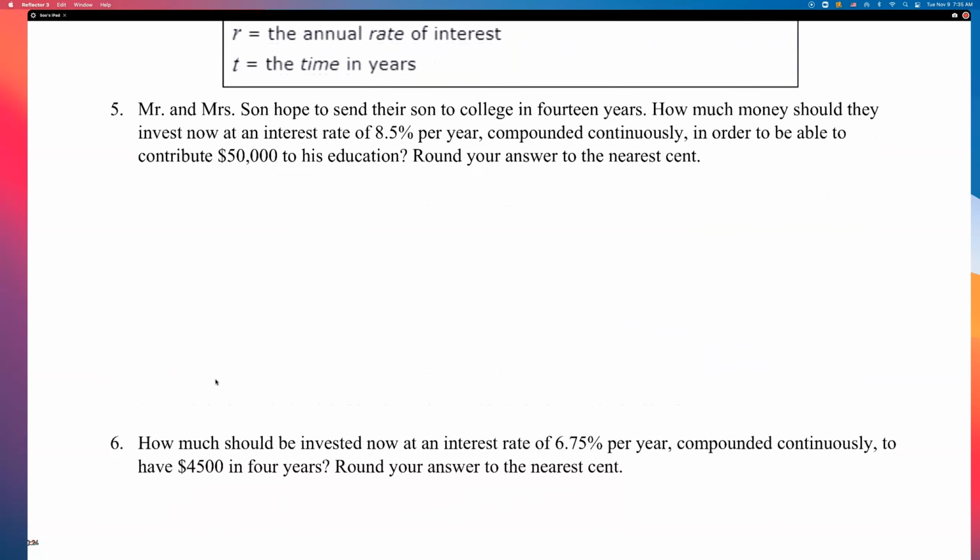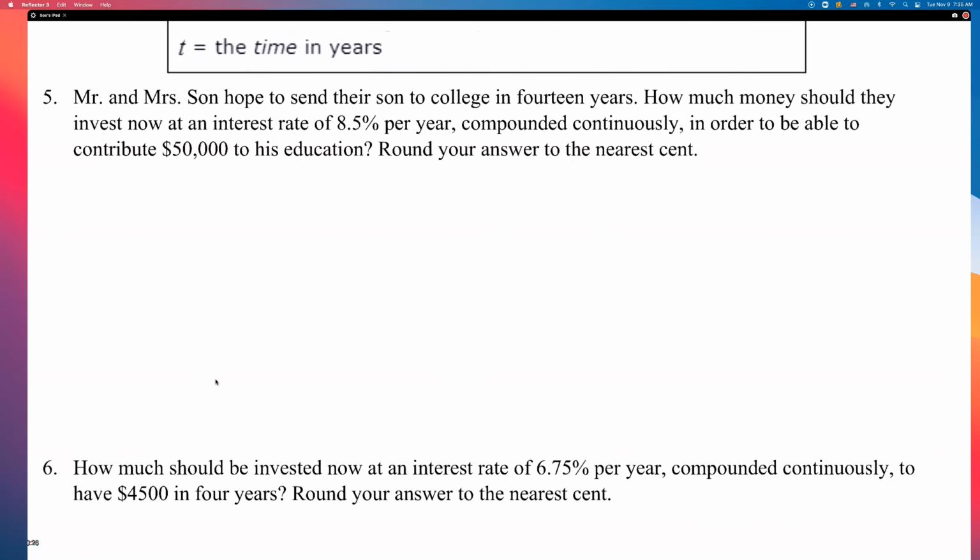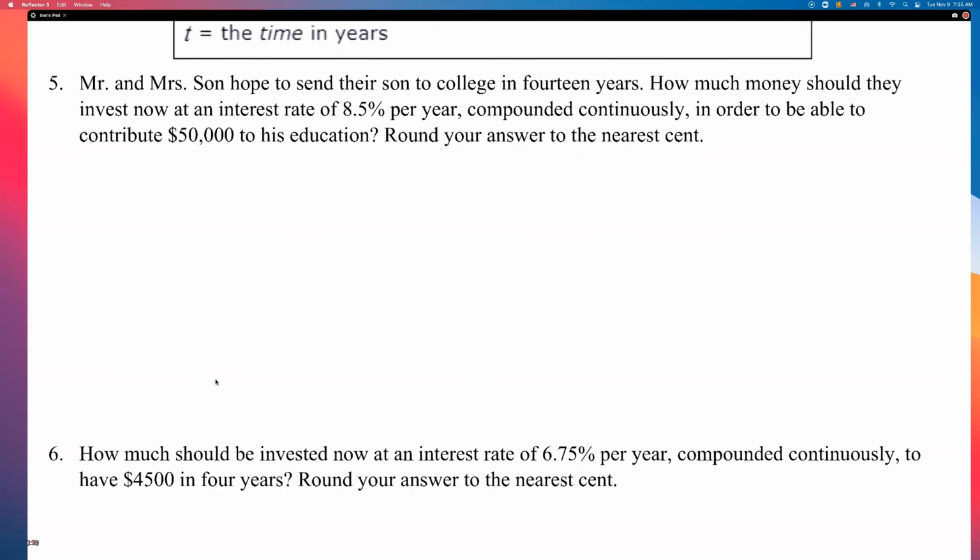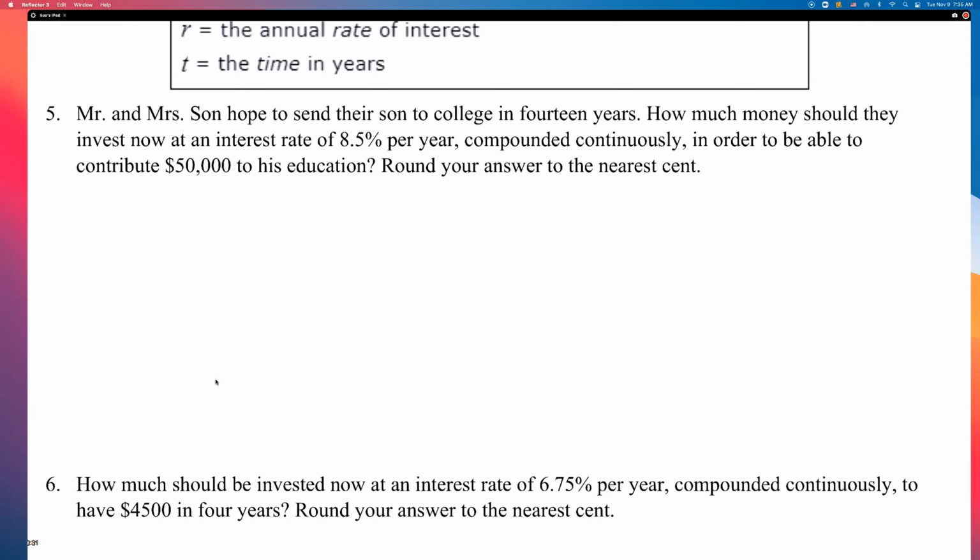So Mr. and Mrs. Sun hope to send their son to college in 14 years. So I think we just identify the time. T is 14. How much money should they invest now? So we're looking for the present value of this investment. We're looking for P. Find P.